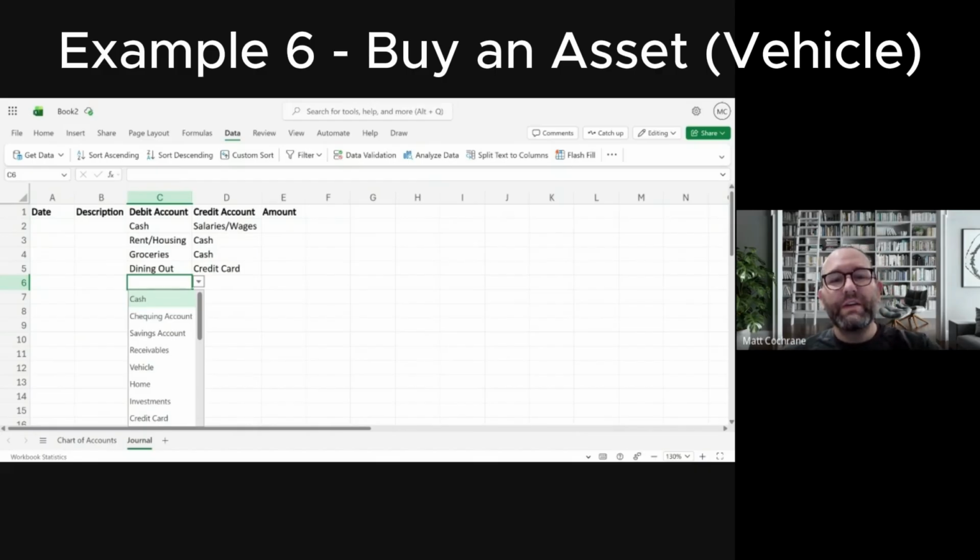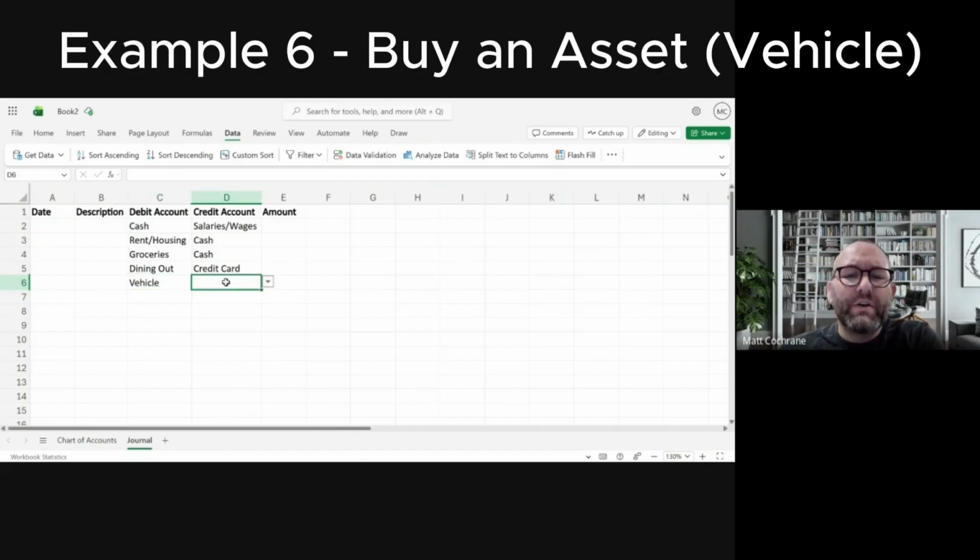If you have multiple vehicles, you may have 2 different vehicles, then you would just choose that. Upon purchasing a new vehicle, you'd also want to add that to the chart of accounts, which I believe we'll go through in a moment. So vehicle is an asset, and assets increase with debits. We bought it with cash, and so our cash is going to decrease. Cash is an asset, it decreases with a credit. So we credit the cash account.